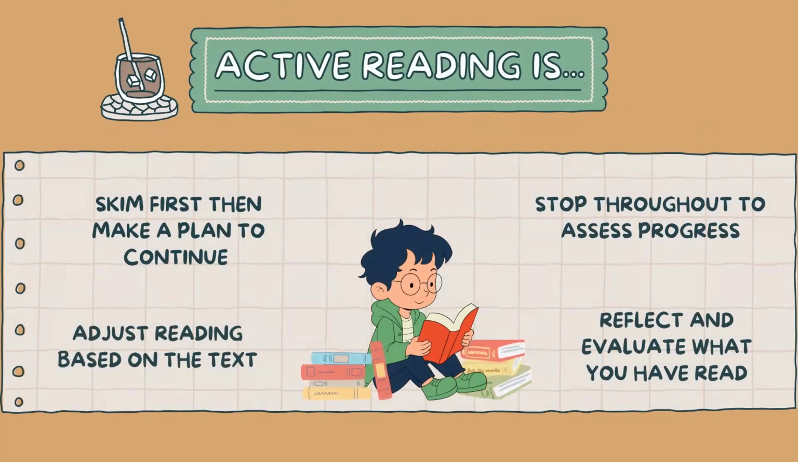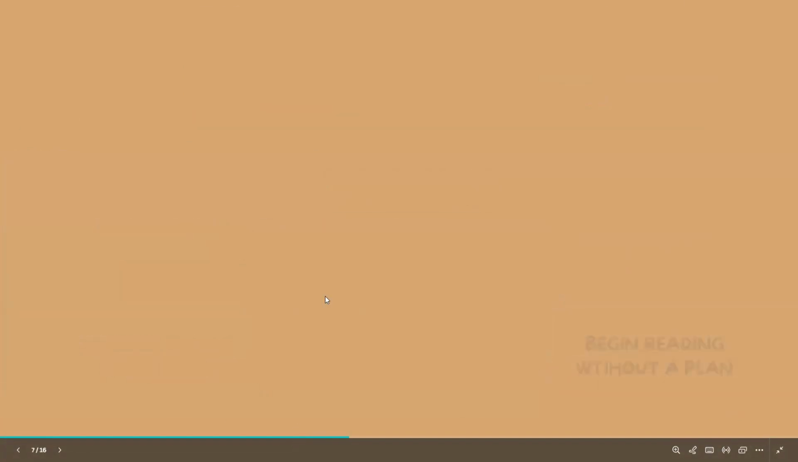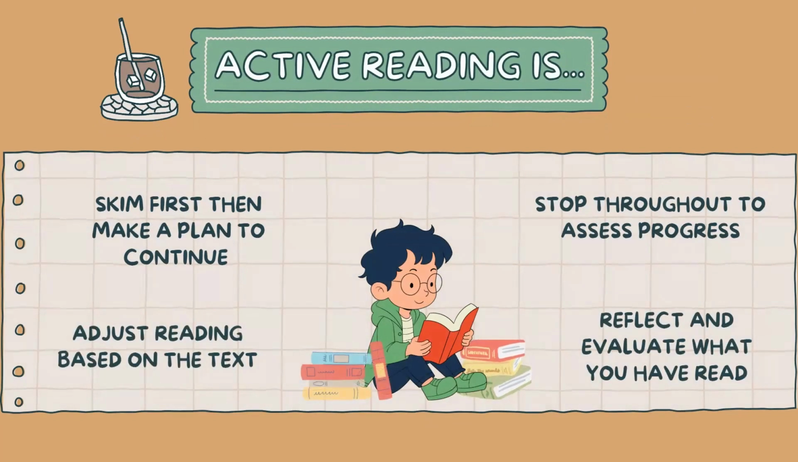Active reading is the complete opposite. If you think about it with your brain, with passive reading, if we look back real quick, your brain is kind of turned off. You're reading for pleasure, you're reading at the same speed, you're going through everything. With active reading, you are turning your brain on. Some of the things that some people may do first is skim through maybe the first few pages before they start looking exactly for what it is that they're trying to work on.